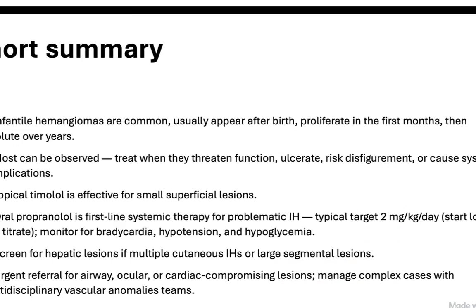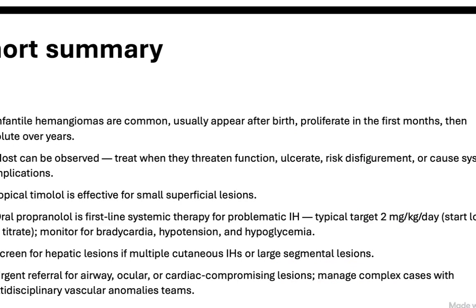So to sum up, infantile hemangiomas are common. They usually appear after birth. They proliferate in the first months, then they regress over the years. Most infantile hemangioma cases can be observed, but if they are causing any malfunctioning, ulceration, or systemic complications, then we have to start treatment.